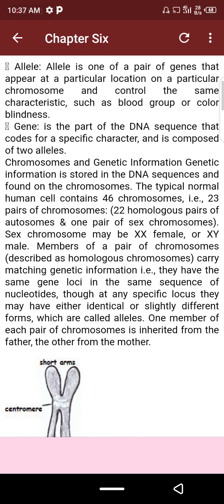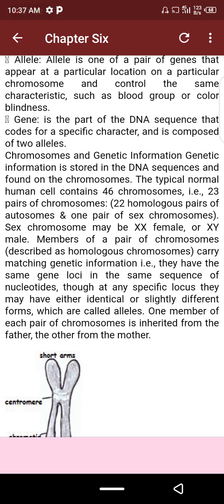Now I am coming to discuss with you gene. So what is a gene? A gene is the part of a DNA sequence that codes for a specific character and is composed of two alleles. Chromosome and genetic information. Genetic information is stored in the DNA sequence and found on the chromosome.